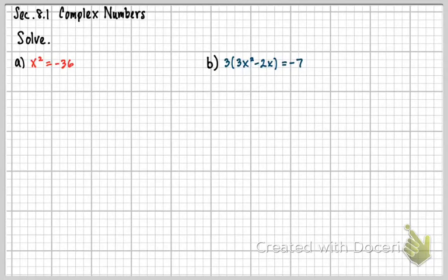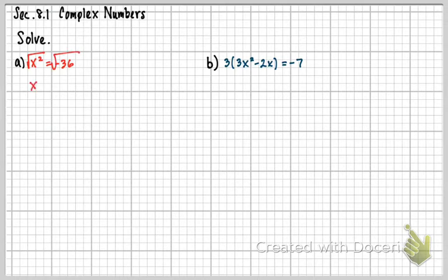Now for these problems, it just says solve. Since we're in the complex numbers section, we're probably going to get complex numbers as answers. Doesn't matter, that's fine. Essentially what we're going to do here is just square root both sides, right? That's normally what we would do.